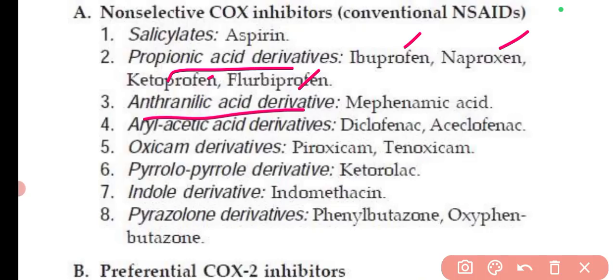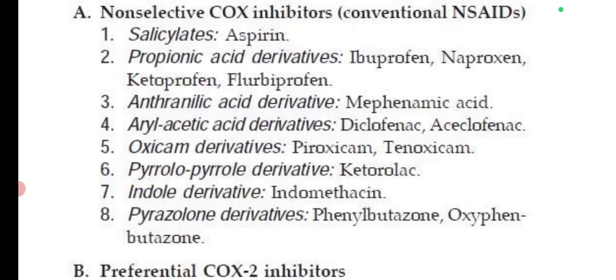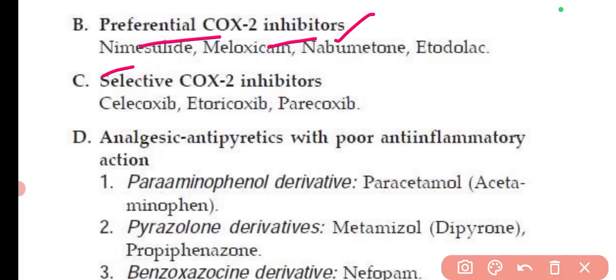Then there is anthranilic acid derivative. It is mefenamic acid. Then aryl acetic acid derivatives include diclofenac and aceclofenac. Then oxicam derivatives include piroxicam, tenoxicam, pyrrole derivative. It includes ketorolac. Indole derivative includes indomethacin, and pyrazolone derivative includes phenylbutazone, oxyphenbutazone. Then there is another class which is the preferential COX-2 inhibitors. So these include nimesulide, meloxicam, nabumetone, and etodolac.